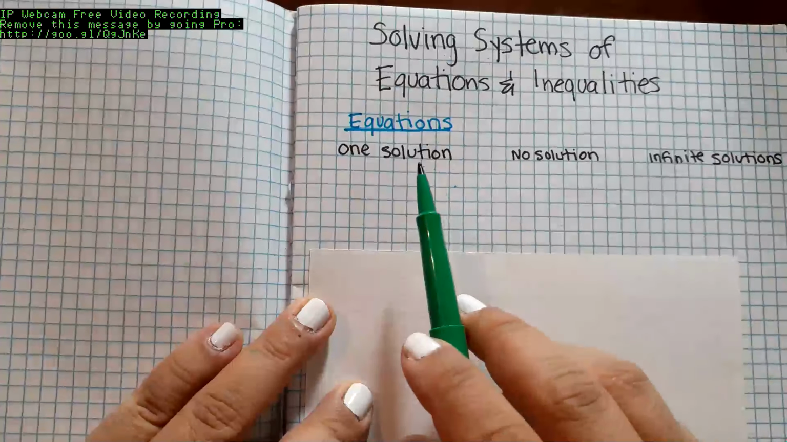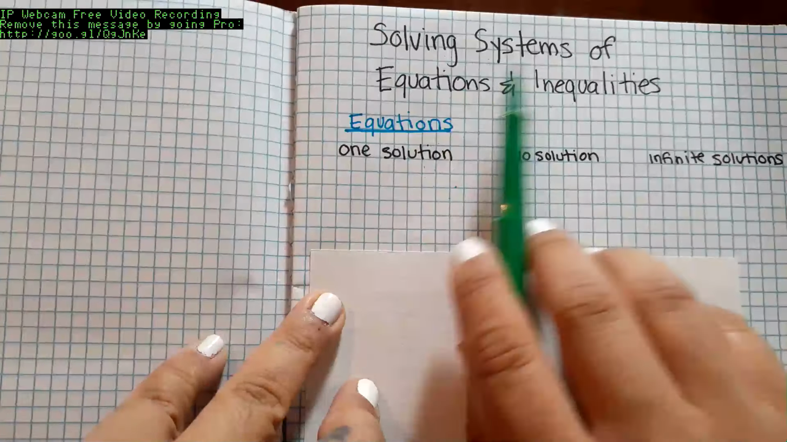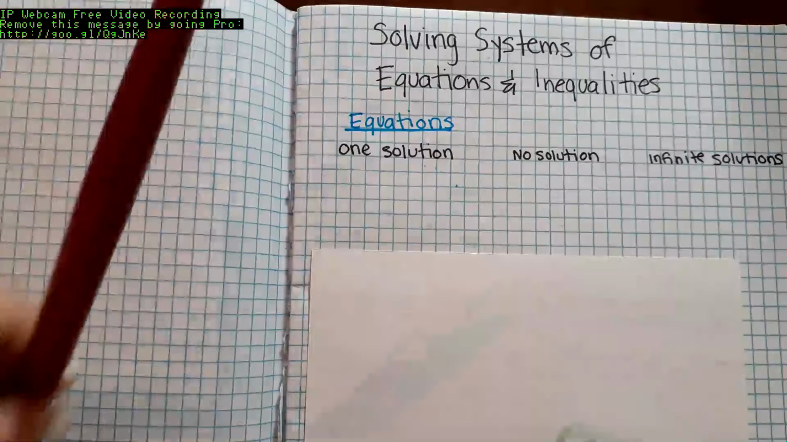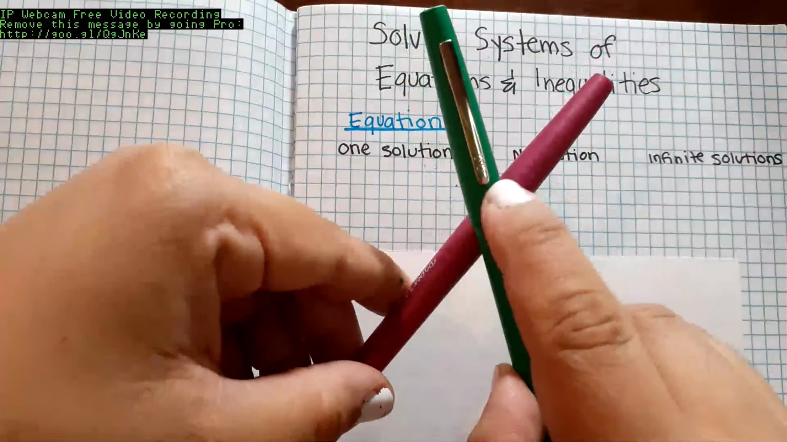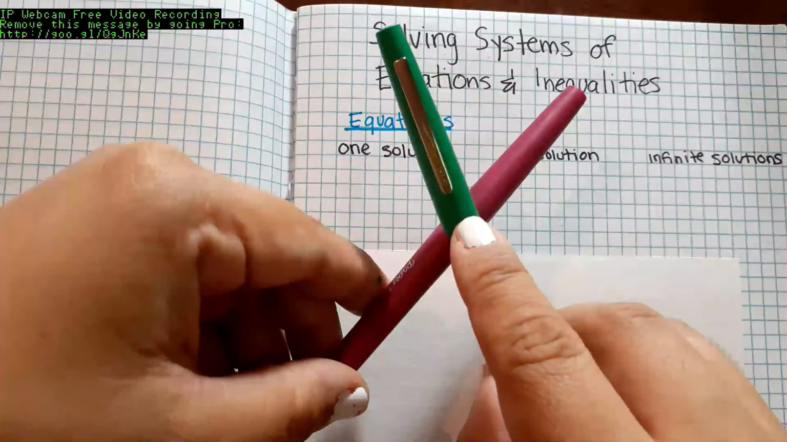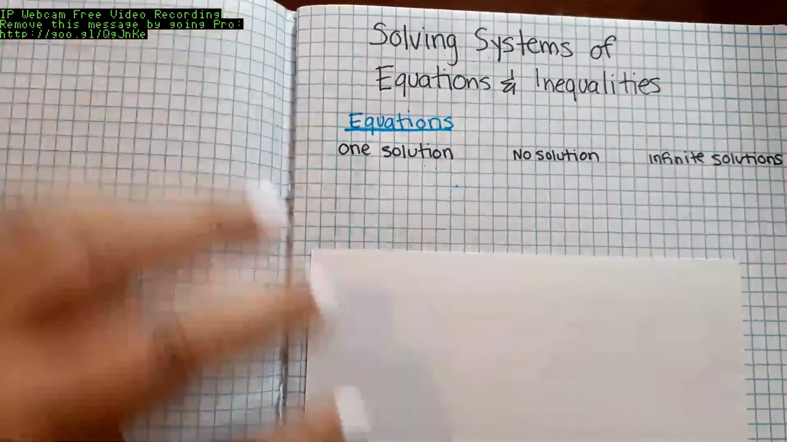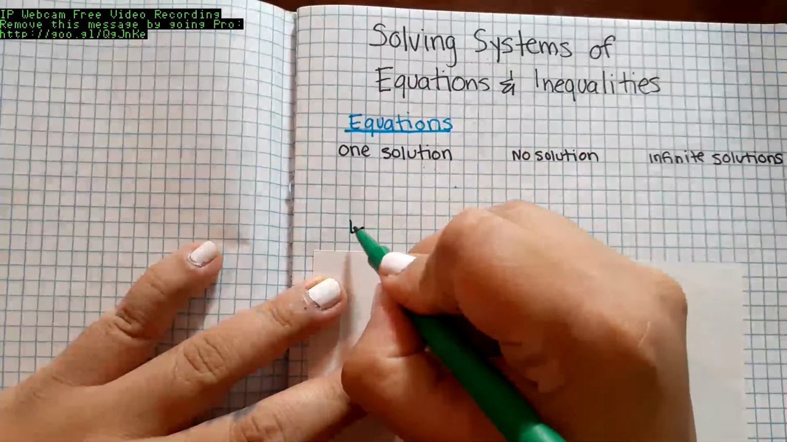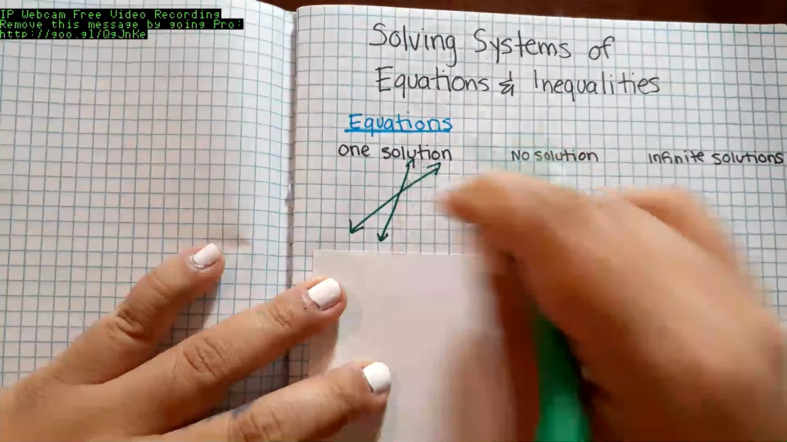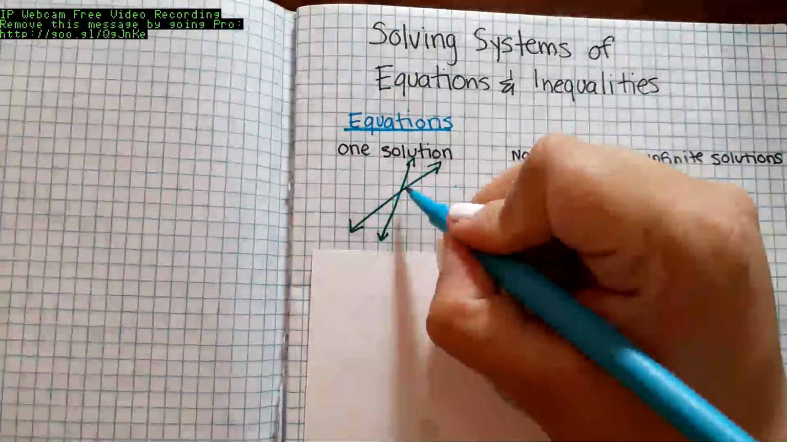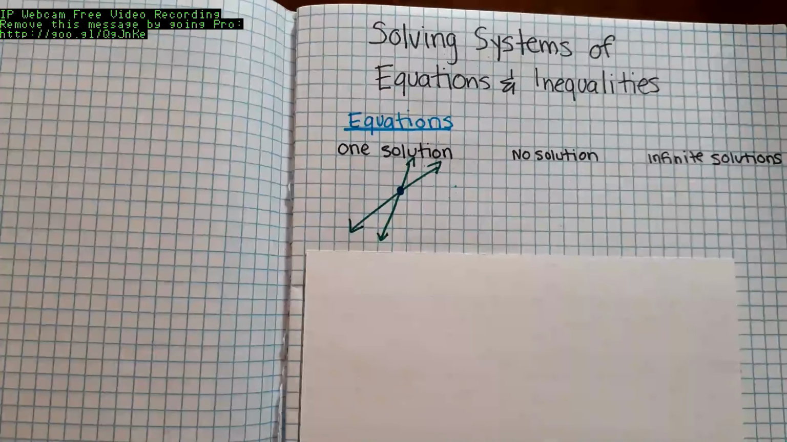Okay, so for equations, we can have a couple of options for solutions. Our first option is that our equations only have one solution. When we're solving a system of equations, they give us two lines, and we're going to be graphing our lines. Wherever they intersect, wherever they cross, that's where our solution is. So we're given two lines, and wherever they cross, we have a solution. This is when we have only one solution.